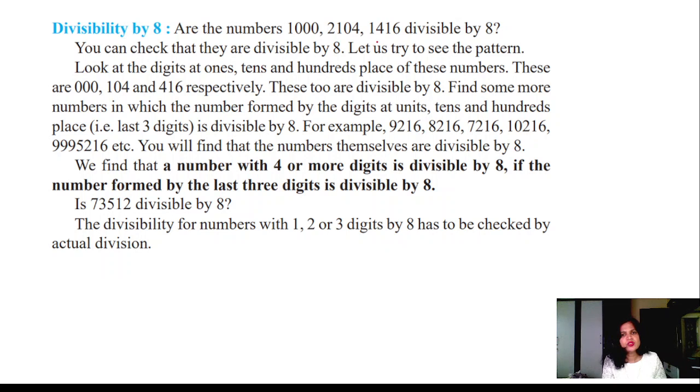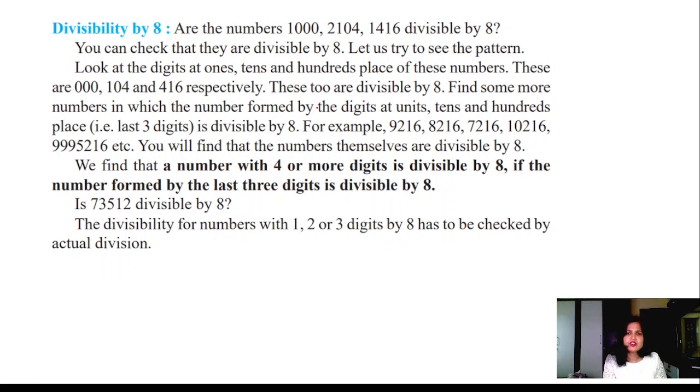Divisibility by 8. Are the numbers 1000, 2000, 104, 2016 divisible by 8? How to find this? You can check that they are divisible by 8. Let us try to see a pattern. Look at the digits at the ones, tens, and hundreds places of these numbers. These are 000, 104, 016 respectively. These are divisible by 8.